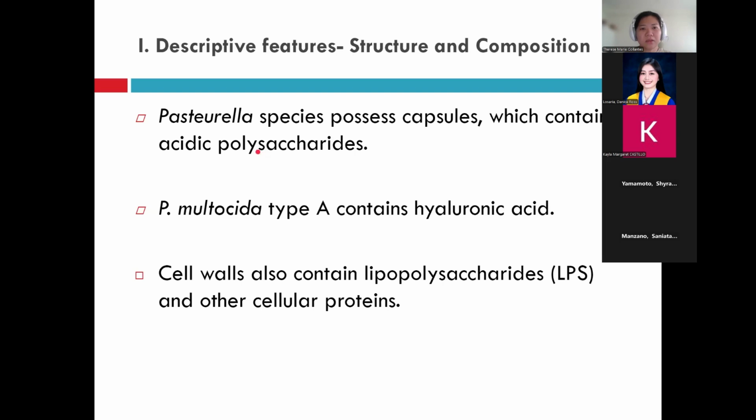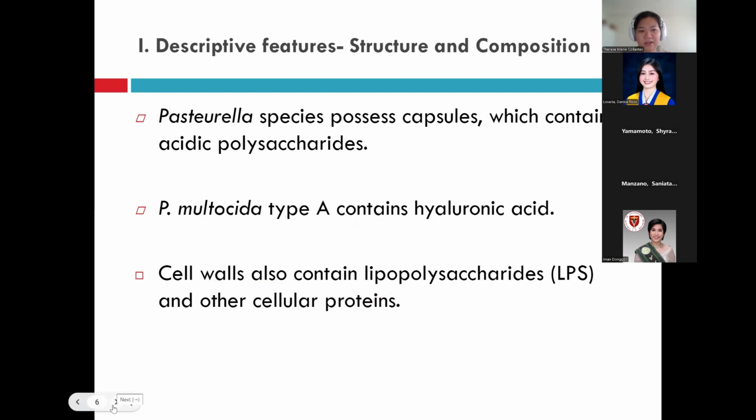And some of the characteristics regarding the composition. So this bacteria possesses capsules which contain acidic polysaccharides. And the capsule of Pasteurella is an important virulence factor, as we'll illustrate later. This bacteria needs this capsule in order to cause disease. You have Pasteurella multocida type A, which contains hyaluronic acid. And as a gram-negative bacteria, it also contains lipopolysaccharides.